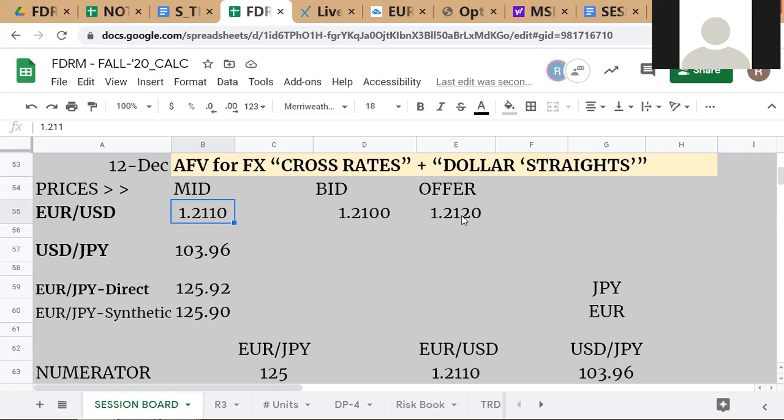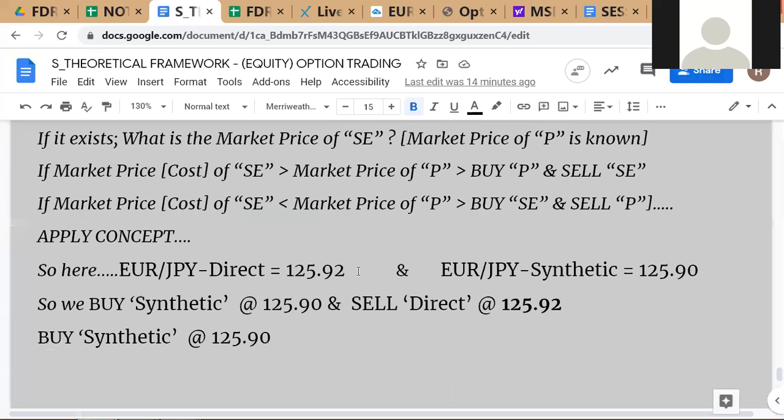So 20 minus 0, divided by 2, and plus this. So therefore it comes to 121.10 mid price. Okay. So in real life, you'll have to sell at the bid, buy at the offer. So you have to make sure that in real life, you can actually execute this arbitrage. Okay. So therefore, it all depends. Now, does that answer your question?